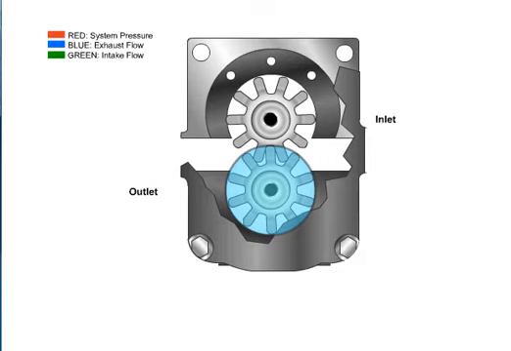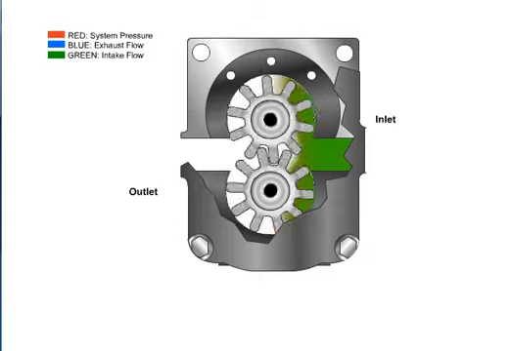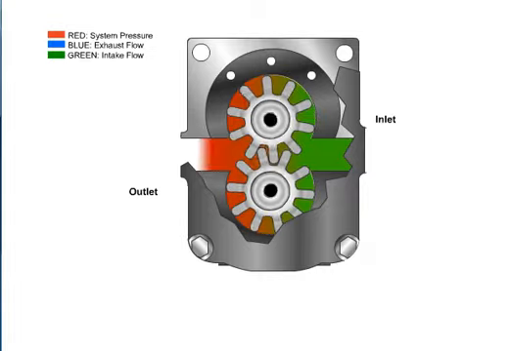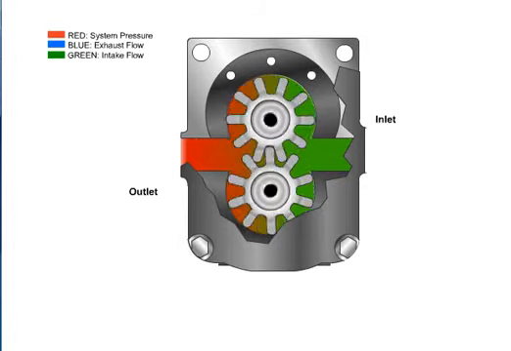The driving gear is an extension of the drive shaft. As it rotates, it drives the second gear. As both gears rotate, fluid is drawn in through the inlet. This fluid is trapped between the housing and the rotating teeth of the gears, where it travels around the housing and is pushed through the outlet port.